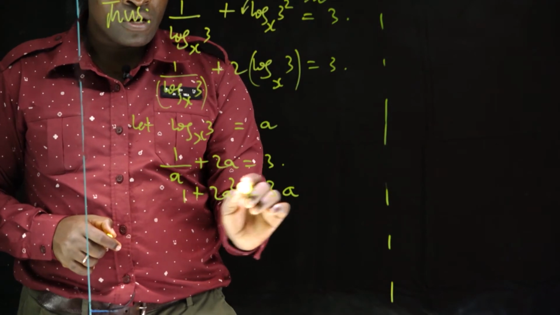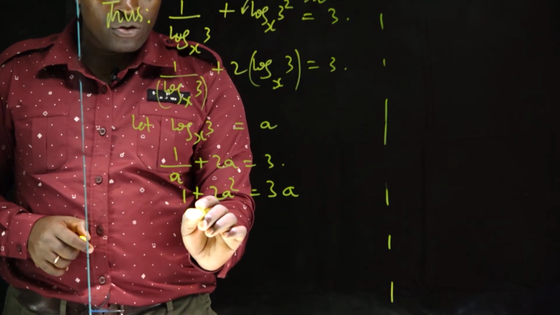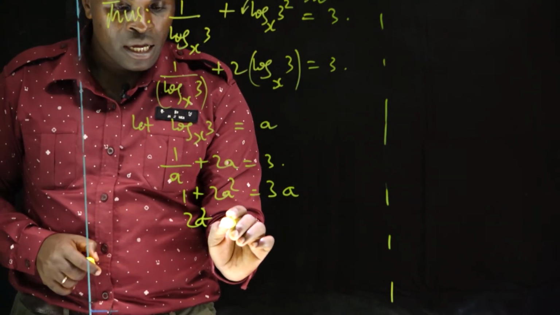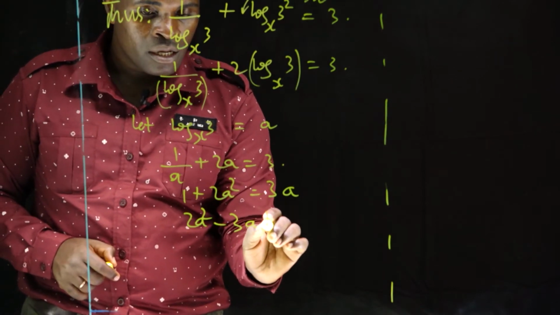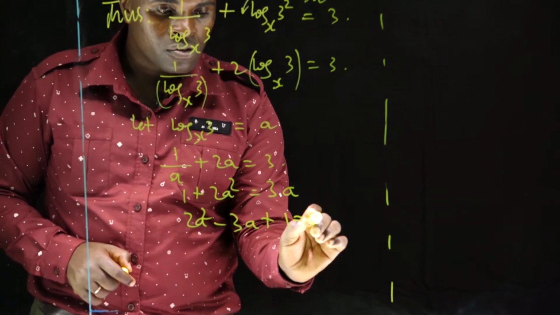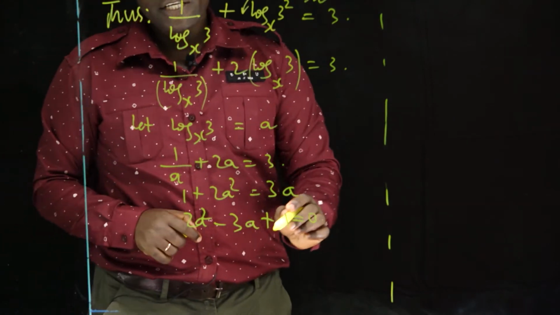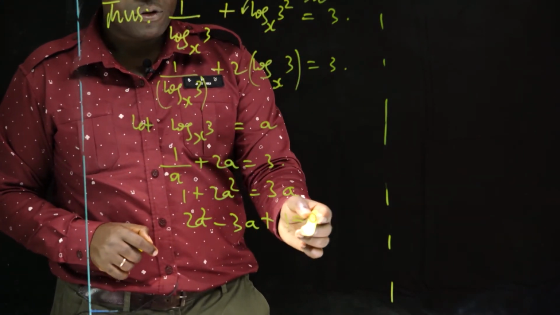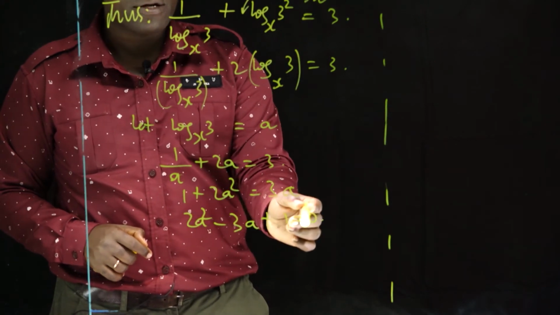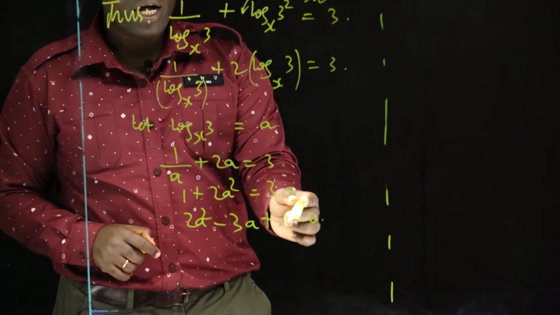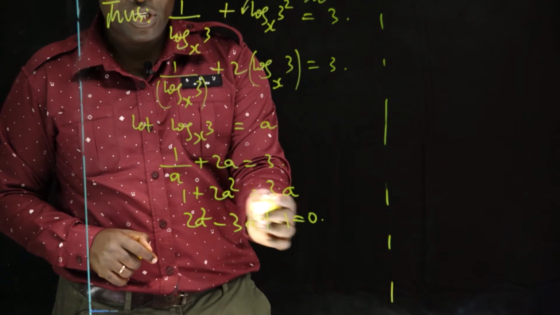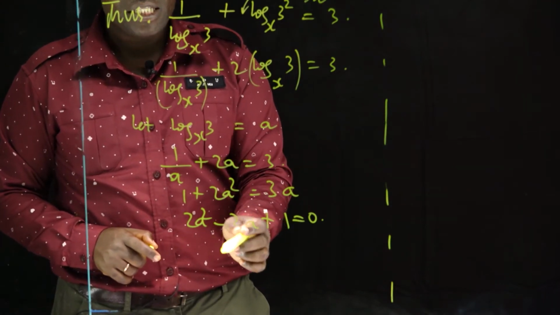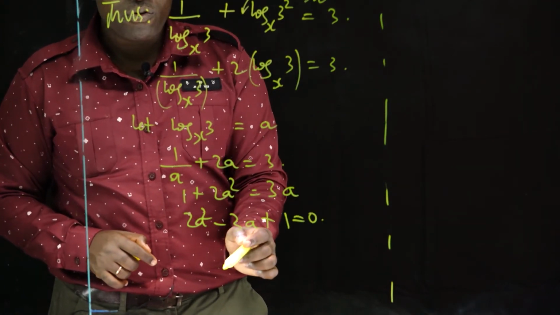Arranging this, it is a quadratic in a. So you have 2a square minus 3a plus 1 equals 0. We just need to make a factorization by splitting the middle term without loss of generality. If you take this 2 and 1, it means it's 2 times 1, 2. So the numbers which fit for splitting the middle term are -2 and -1.